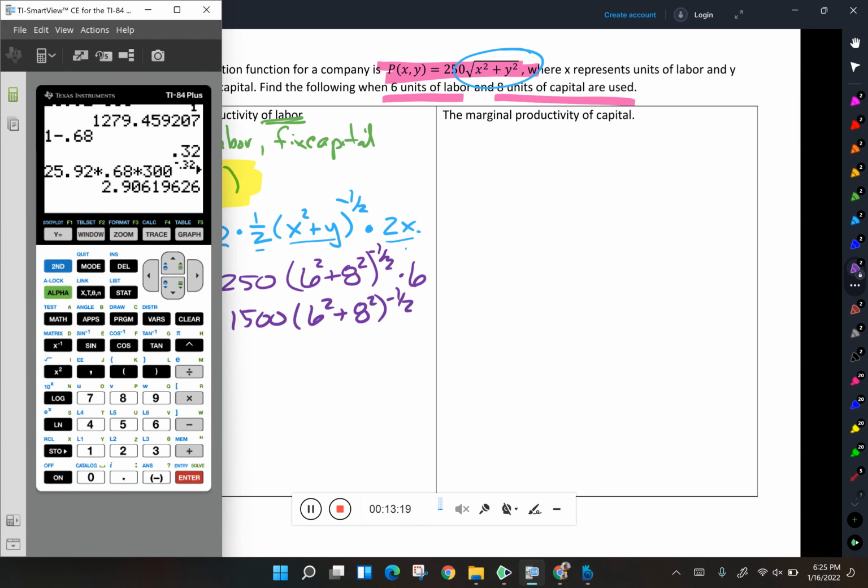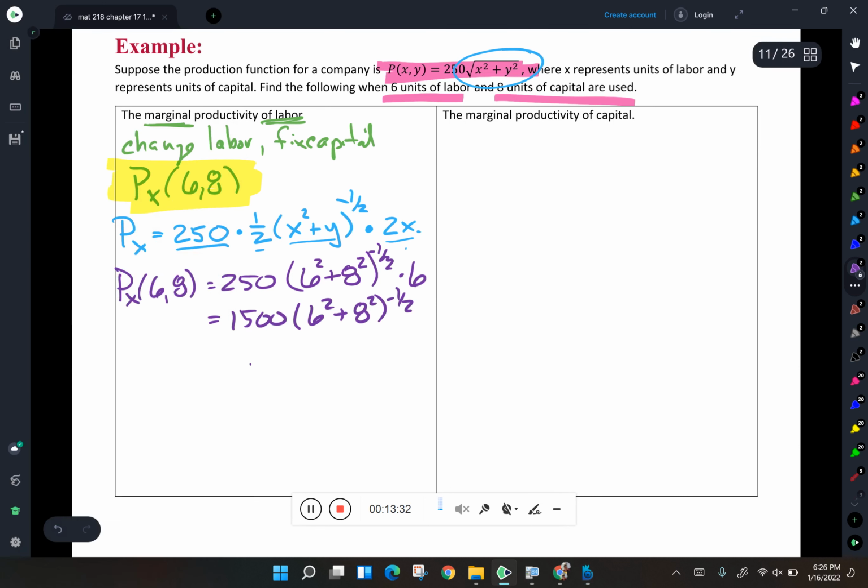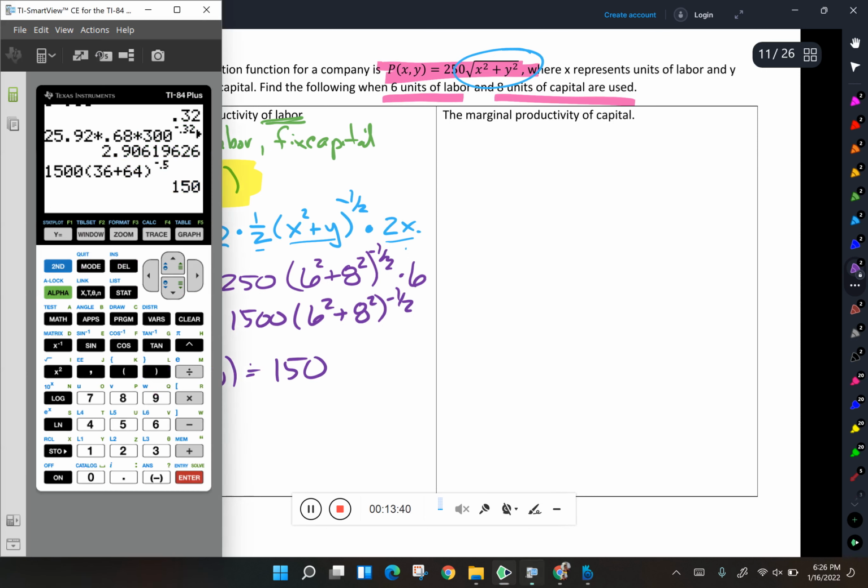I'm going to grab my calculator again. Let's see, 1500 times the quantity 36 plus 64, end of quantity, raised to the negative 0.5. I get 150. Is that 150 or negative 150? 150.